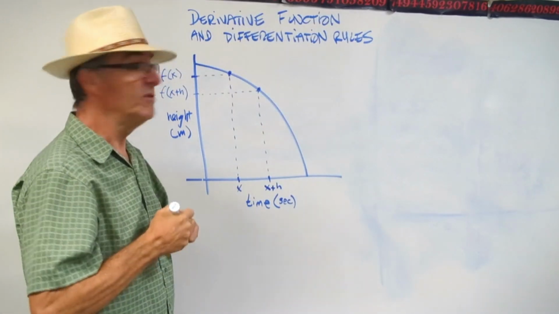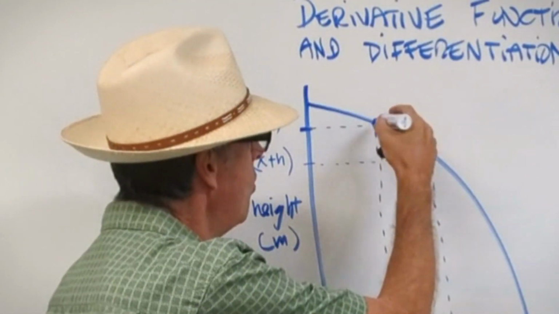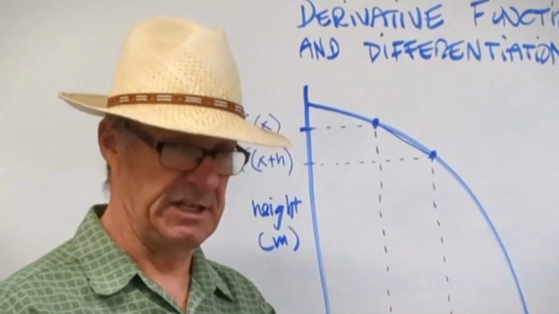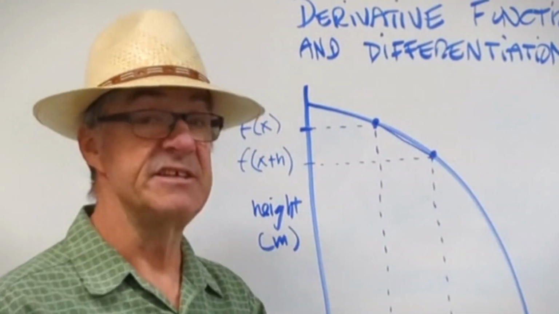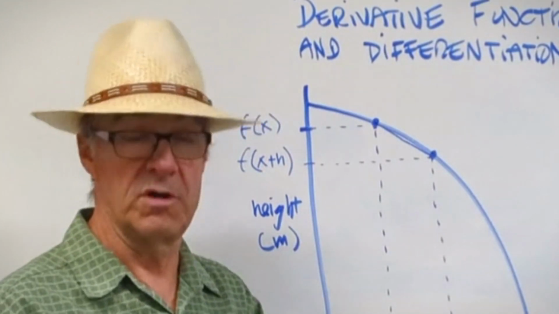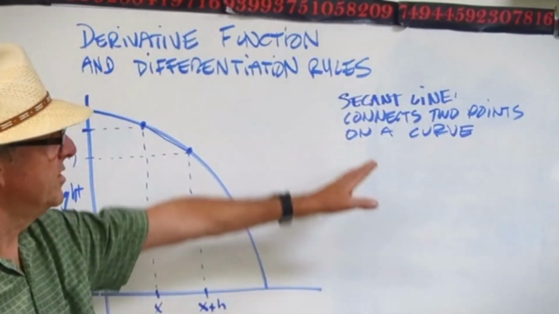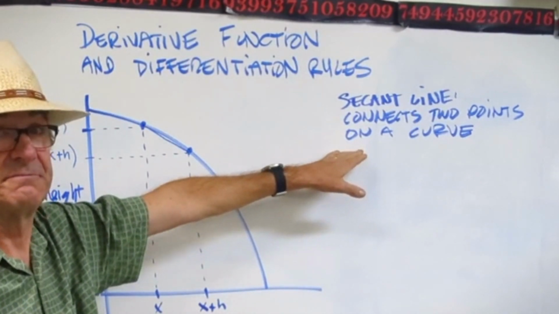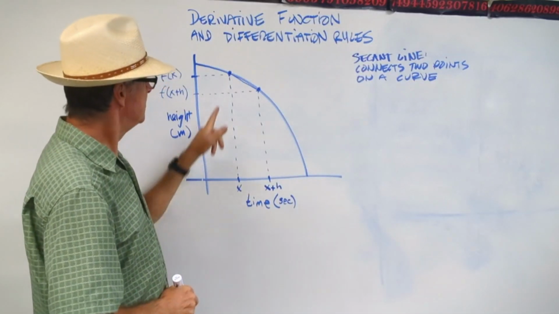So what we'd be doing is we're thinking about what is this straight line here. That's a secant line, and a secant line is a line that connects 2 points on a curve. And that's an important vocab for this unit. So I put a definition for a secant line right up there for you. Get that in your notes. Okay, so back to this.